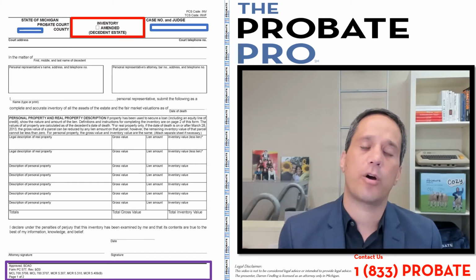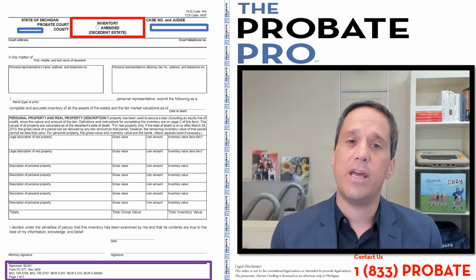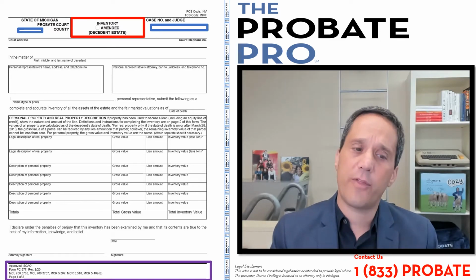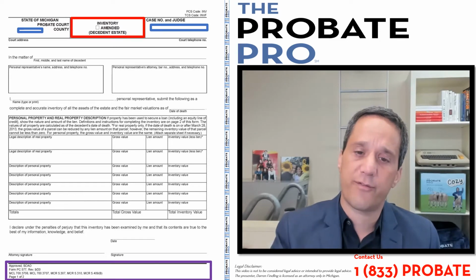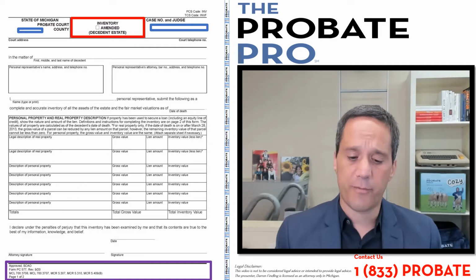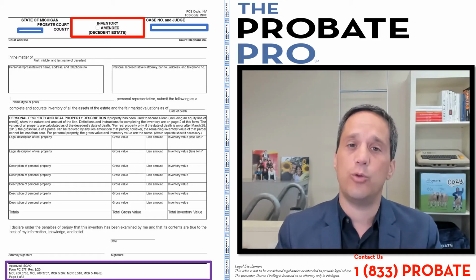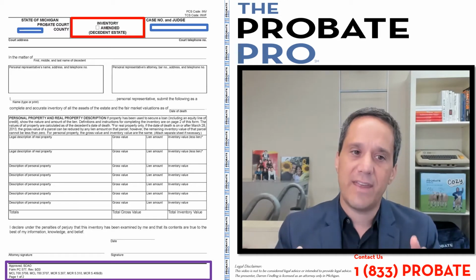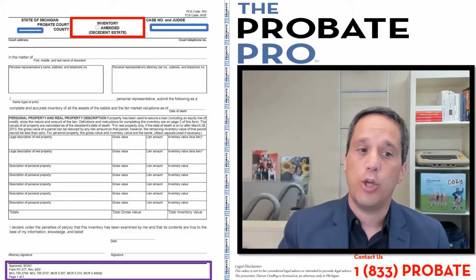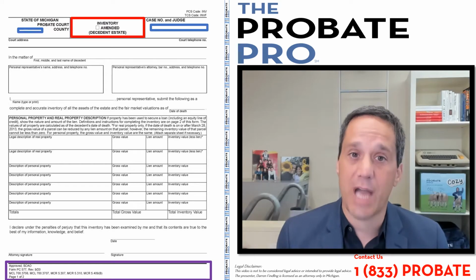In the top right corner is the case number and the judge that's assigned to the case, and in the red rectangle, I've identified whether it's the original inventory, the first inventory, or whether this document has been amended. So, for example, if you present or file an inventory and then you learn of additional assets that existed as of the date of death, you would file an amended inventory, and that little checkbox can be checked.